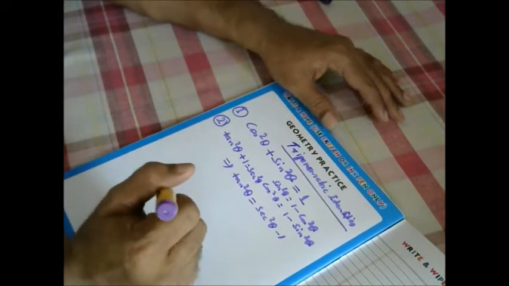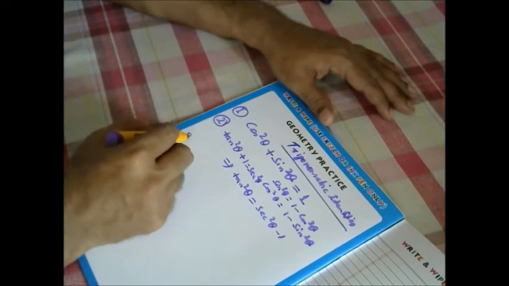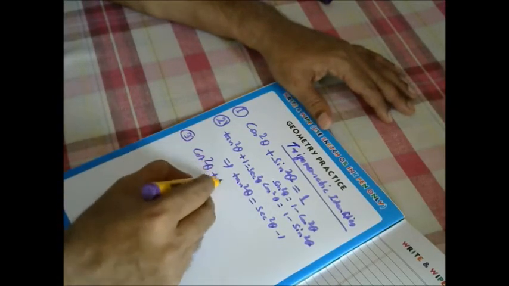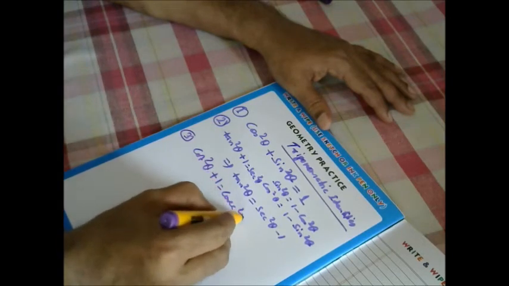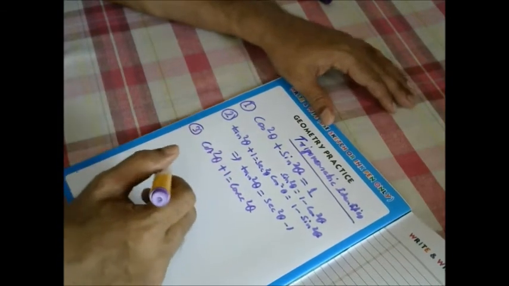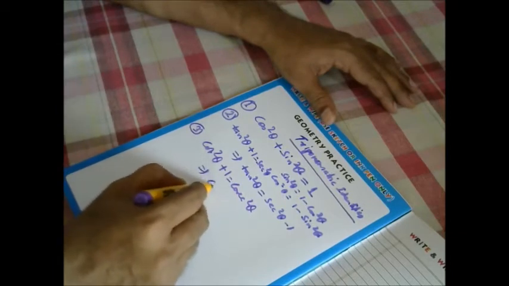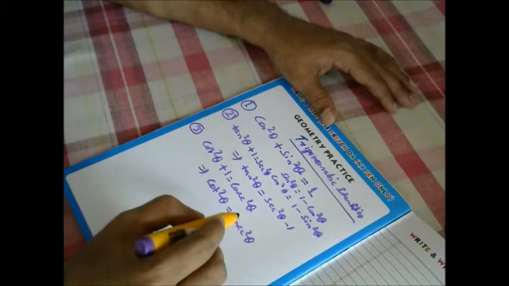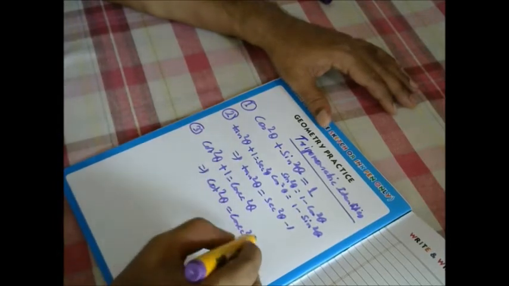Right? Okay. Then third one, cot square theta plus 1 is equal to cosecant square theta. And from here we can write cot square theta is equal to cosecant square theta minus 1.